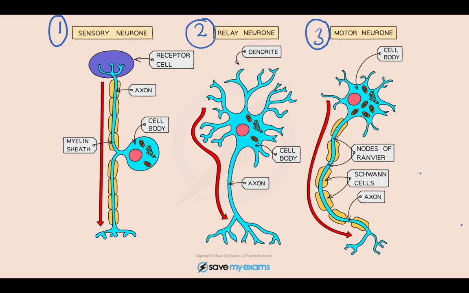Yang paling ketara antara sensory neuron dan motor neuron ialah the location of the cell body.